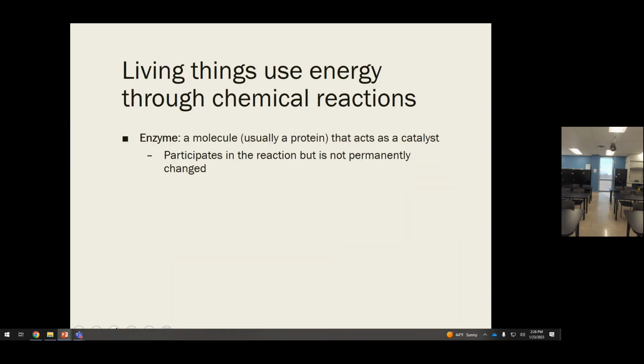An enzyme is a molecule that acts as a catalyst. Generally speaking, it's a protein. A good analogy for this would be scissors. Scissors, what they do, they cut paper, they cut things. They participate in that process, but they're not permanently changed. They can be returned to their original state and used over and over again. An enzyme is exactly like that.